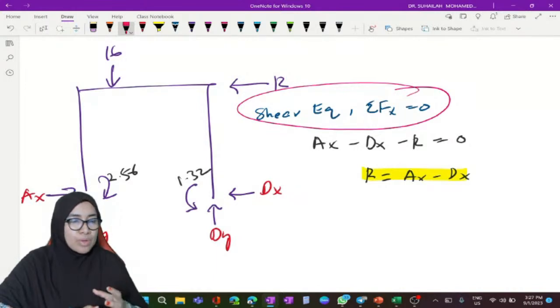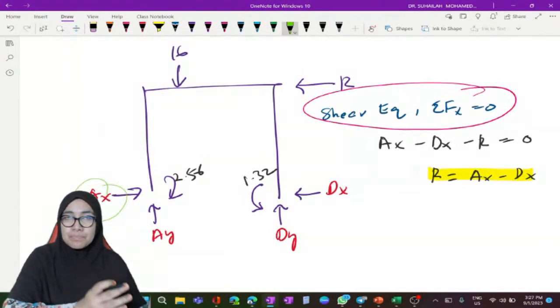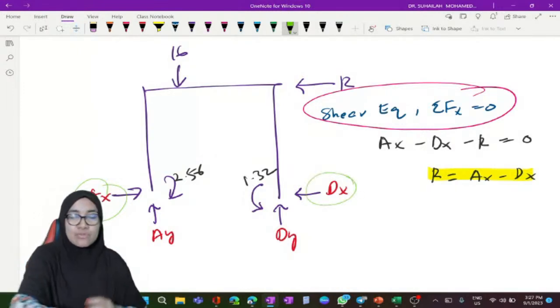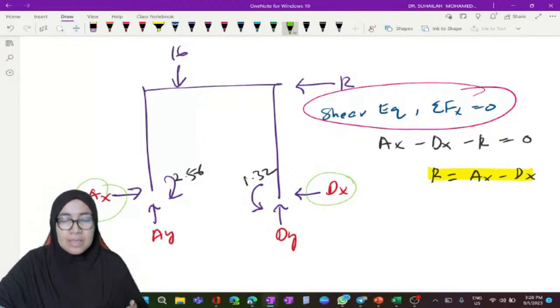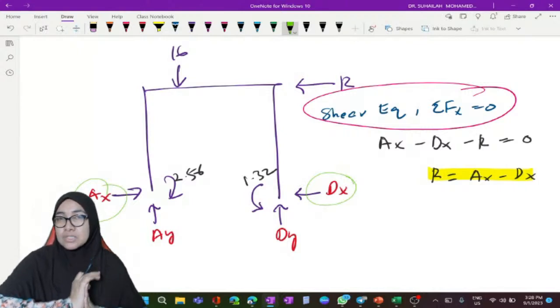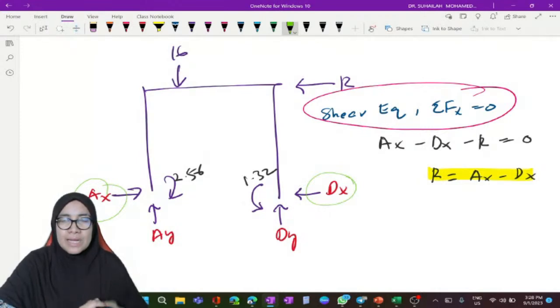This means that when we want to calculate AX, we have to analyze column AB. When we want to analyze DX, we have to analyze column CD. Remember that delta is perpendicular to the element, which is the column. That's why the column is vertical and delta is horizontal. So we have to calculate AX and DX using the analysis that is called column analysis.